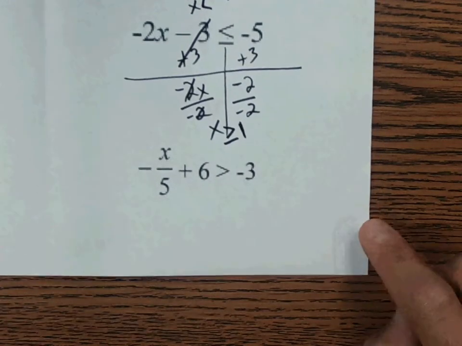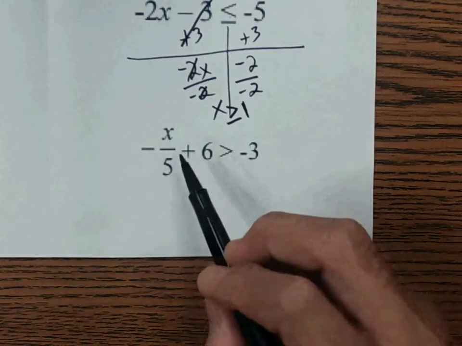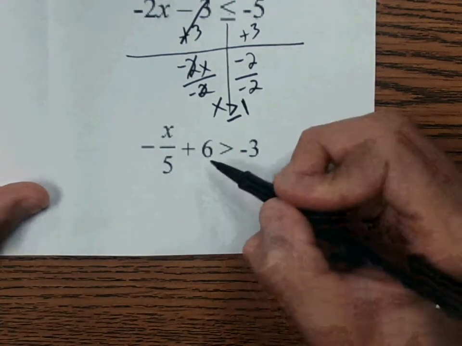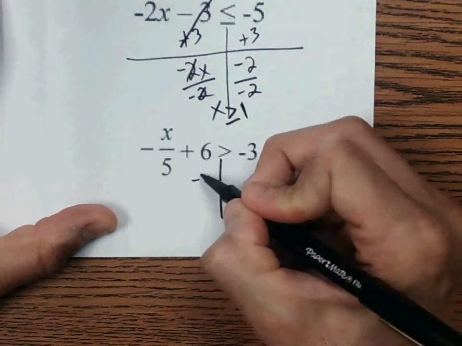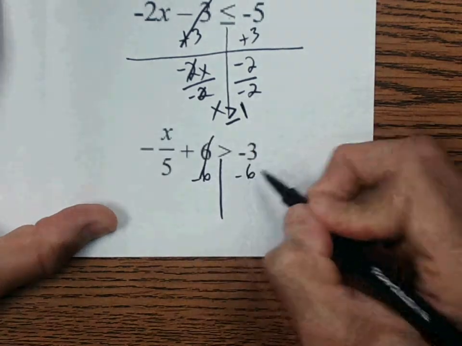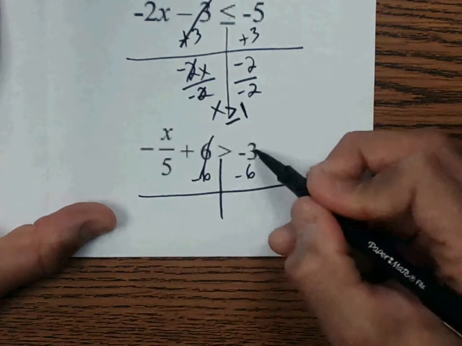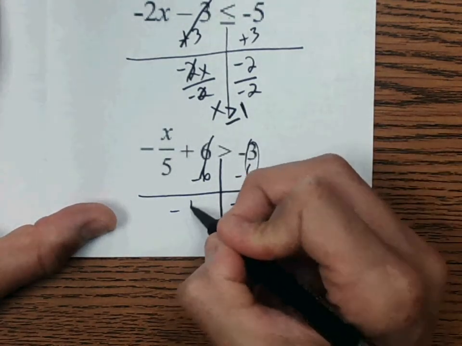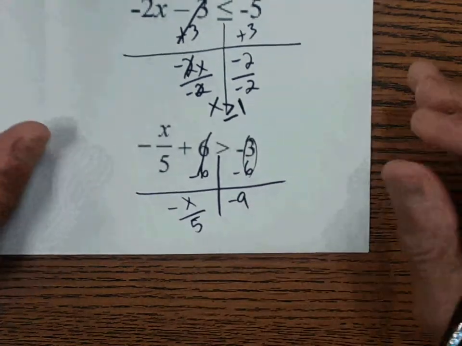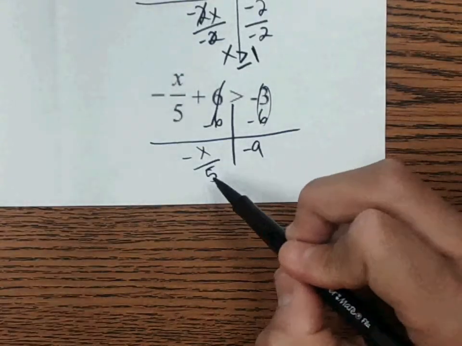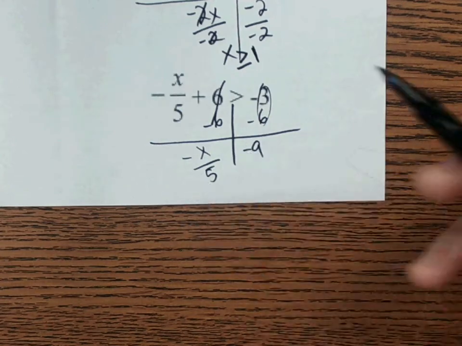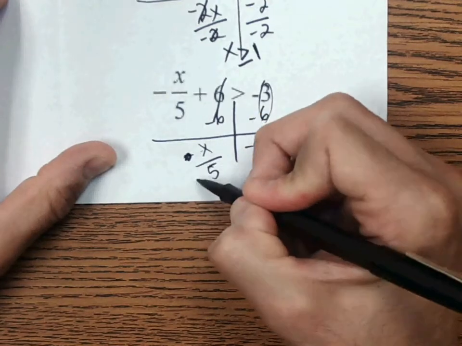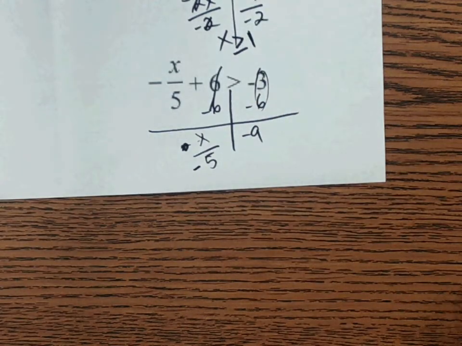Let's do one more together. I got negative x over 5 plus 6 is greater than negative 3. So let's go and subtract 6 to zero out, minus 6. Well, I don't have any 0 pairs, so here I got to add my negatives. Negative 9. So I got negative x divided by 5 is greater than negative 9. That's a negative. So keep in mind, this negative could go either to the x or to the 5. It doesn't matter. Let's give it to the 5, as long as only one of them is negative.